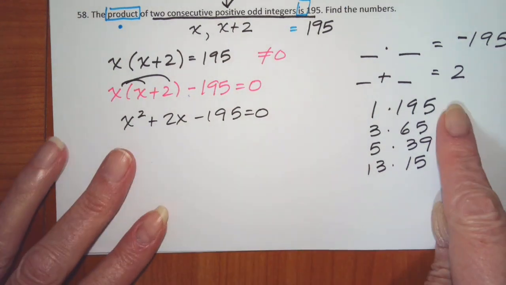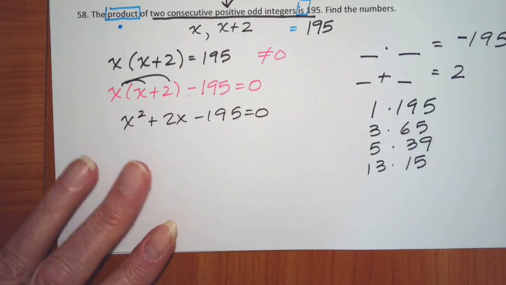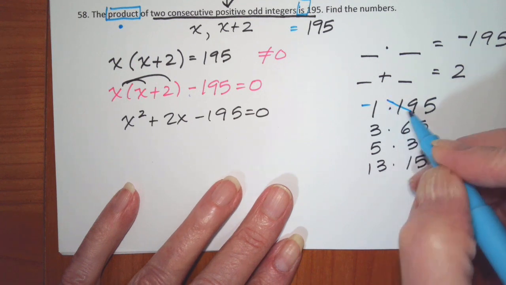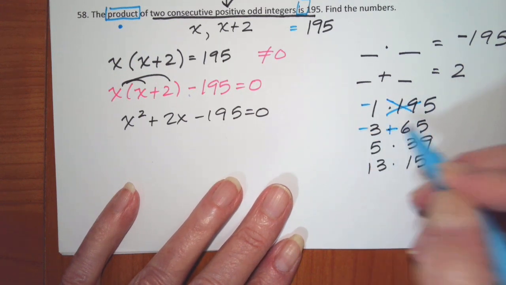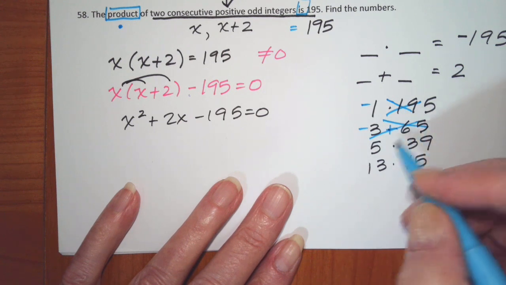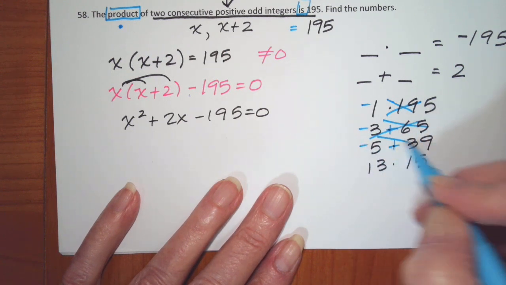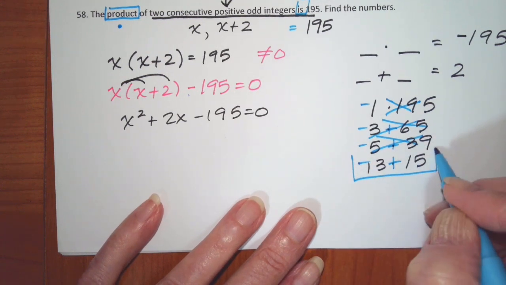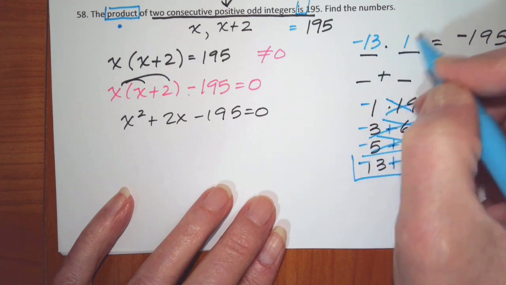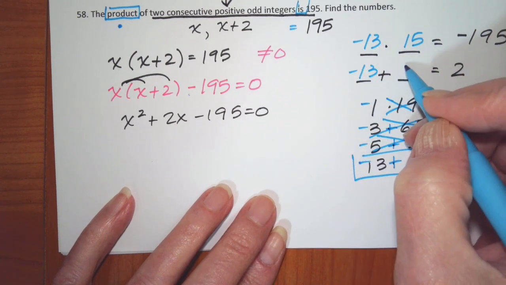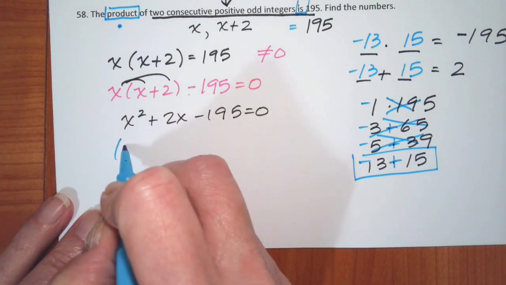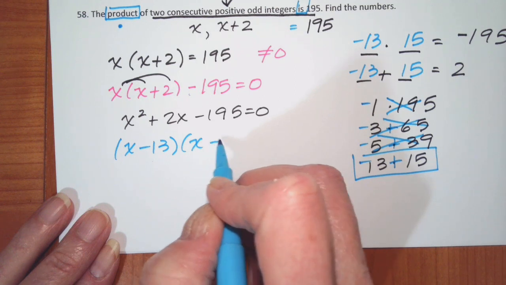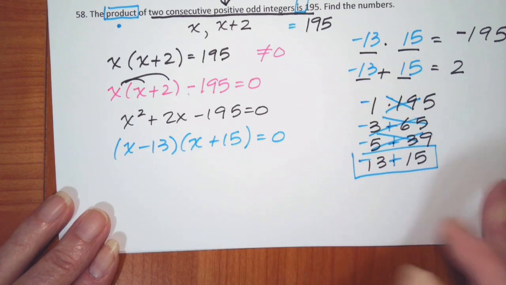Okay, so since the product is negative, that means that the smaller one has to be negative. So I have negative 1 plus 195 isn't 2. Negative 3 plus 65 does not equal 2. Negative 5 plus 39 does not equal 2. Negative 13 plus 15, there's my winner. Okay, so this factors now into x minus 13 times x plus 15 equals 0.